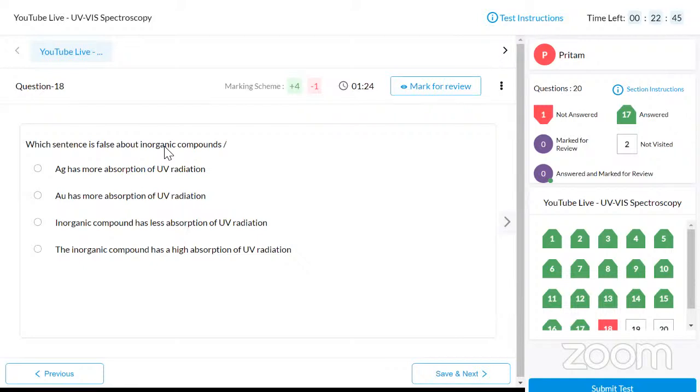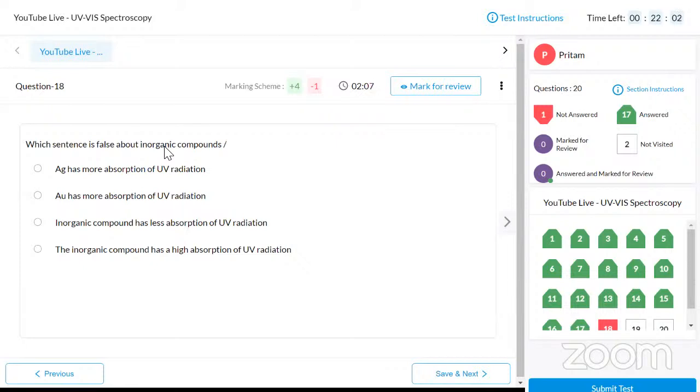Second option is gold, which is Au, has more absorption of UV radiation. Again, you cannot prepare a gold solution for analysis by UV, because you cannot suspend your gold element and you cannot solubilize it in a suitable solvent and analyze it. So option A and B are not your answer. And UV spectroscopy analysis is never element specific. So option A and option B are eliminated. We have option C, inorganic compound has less absorption of UV radiation, and option D, inorganic compound has high absorption of UV radiation. So which sentence is false?